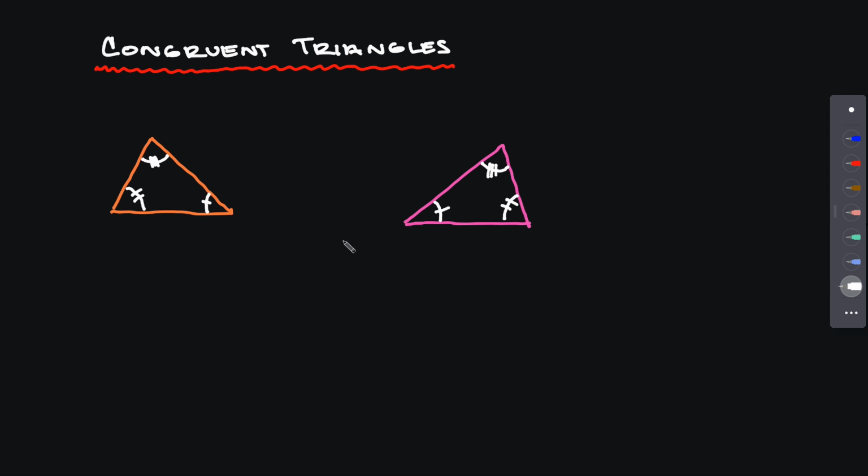Okay. So if I put names to this, let's call this A, B, and C. And let's call this one D, E, F. Then I should say that angle A corresponds with angle D. That angle B corresponds with angle E. And then angle C corresponds with angle F.